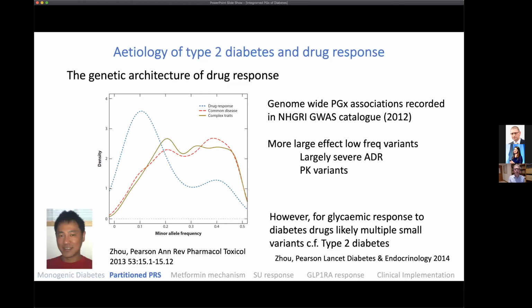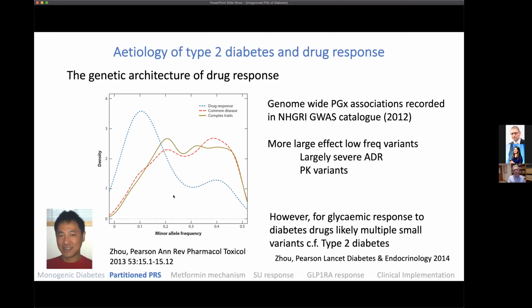But what do we know about type 2 diabetes? Well, a number of years ago now, 9 years ago, we looked at the genetic architecture of drug response and compared it to the genetic architecture of common disease and common traits. You can see common disease, we have lots of relatively common variants, variants at 20 to 50% that were really making up most of, for example, type 2 diabetes etiology. But we had a bit of a peak at these lower frequency levels for pharmacogenetics, which was driven by pharmacokinetic variants, or the very rare variants that are associated with severe ADRs.